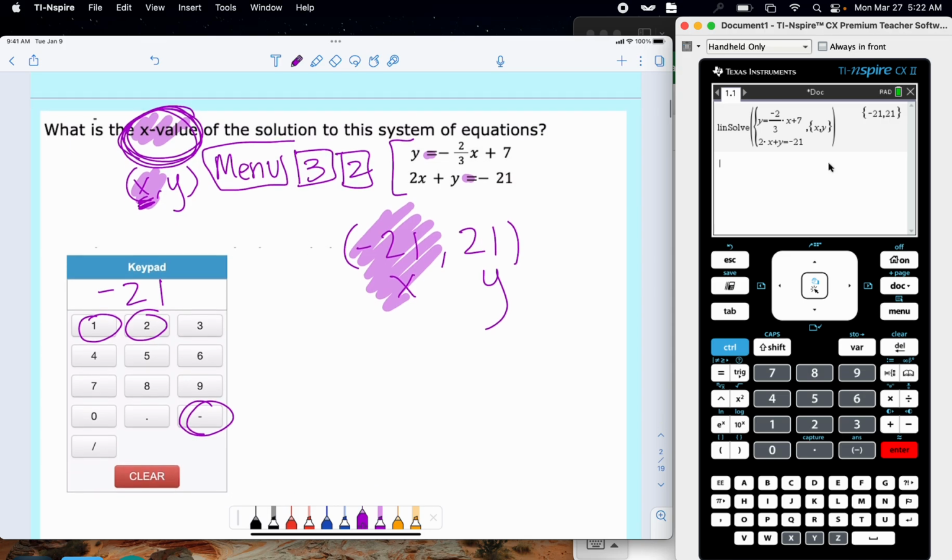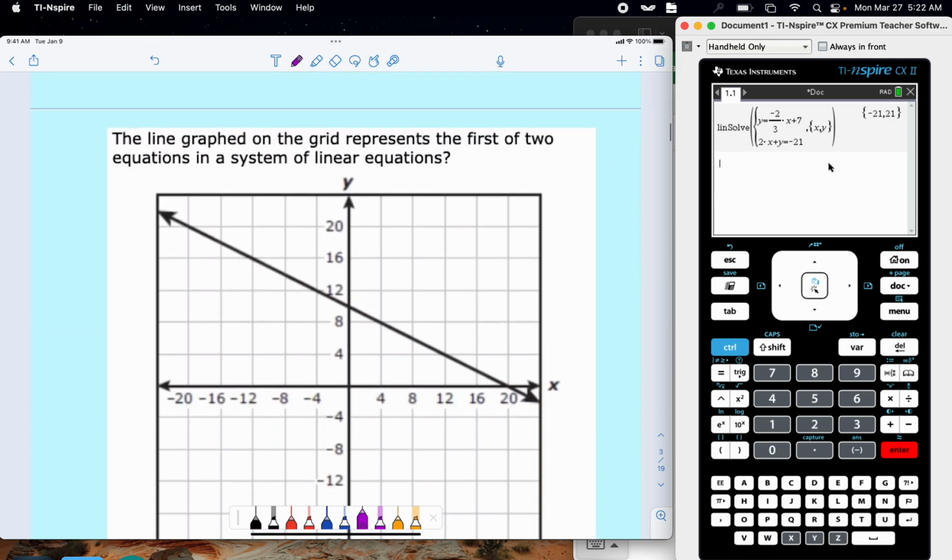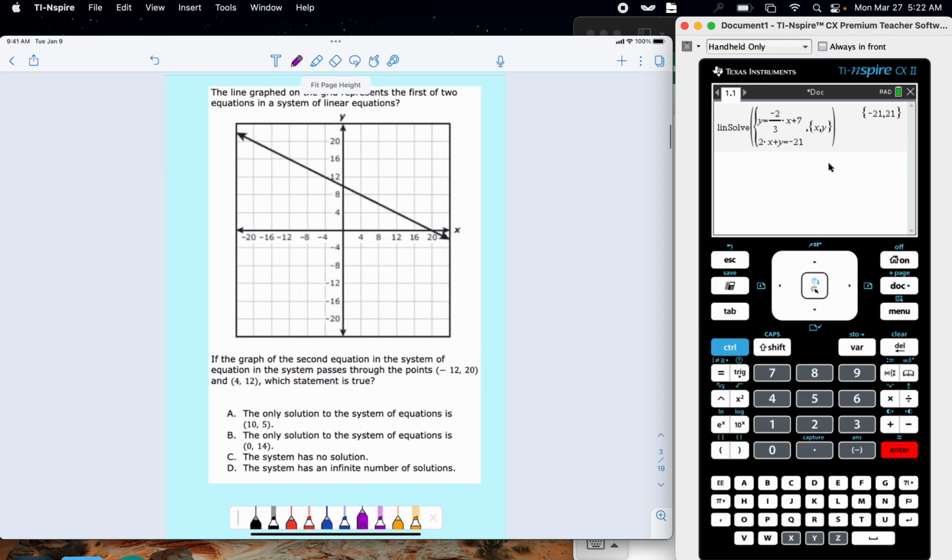Okay. So next example. It says, the line graphed on the grid represents the first of two equations in a system of linear equations. So again, the line graphed on the grid is one equation of the system. So keep reading. If the graph of the second equation in the system passes through the points negative 12, 20, and 4, 12, which statement is true? So second equation passes through these points.